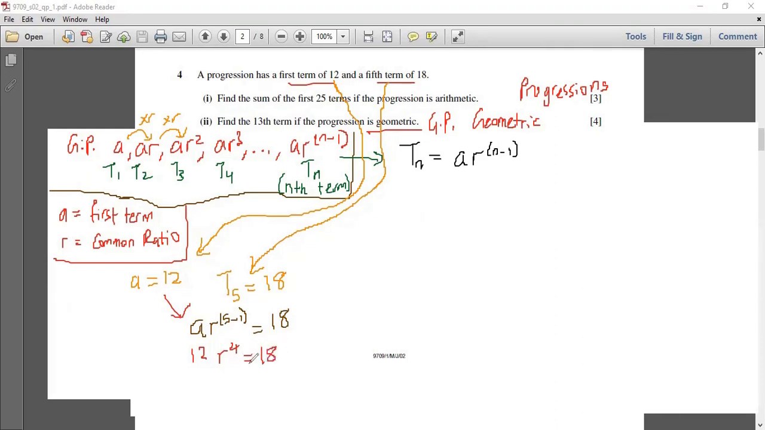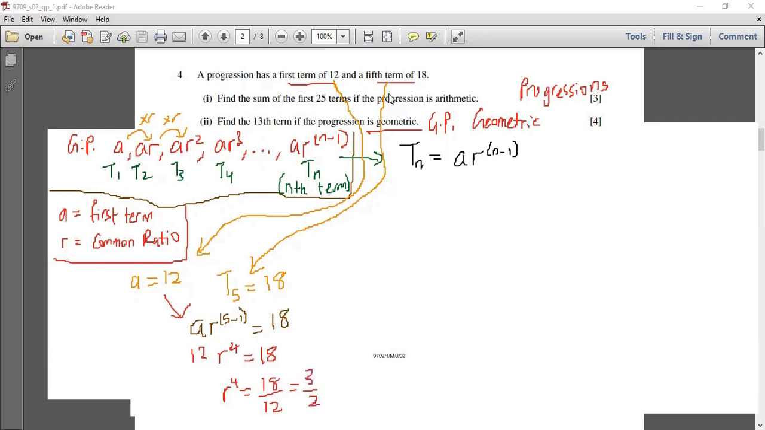Okay, so no worries. Let's have a look at what r is. So it becomes 18 over 12 for r to the power of 4. It didn't really turn out to be such a nice number after all. I can divide by 6: 6 times 3, 6 times 2, so 3 over 2.